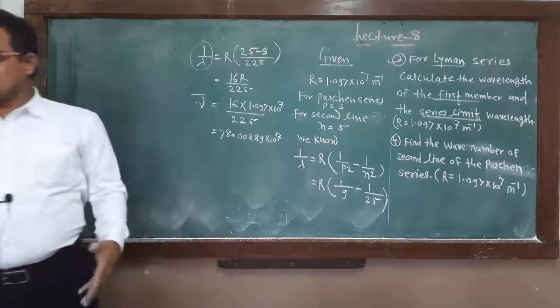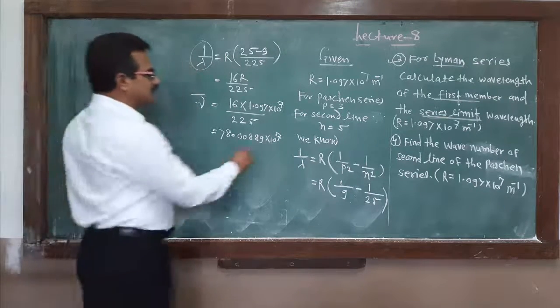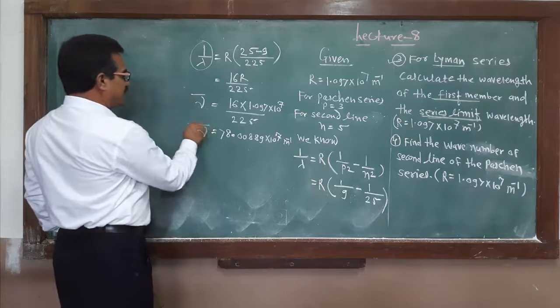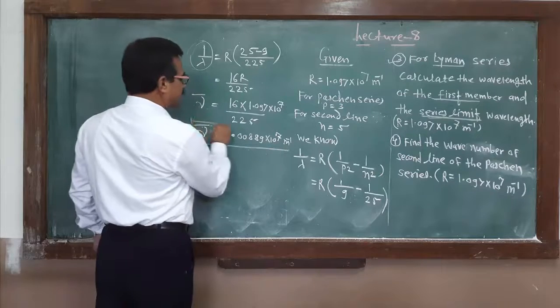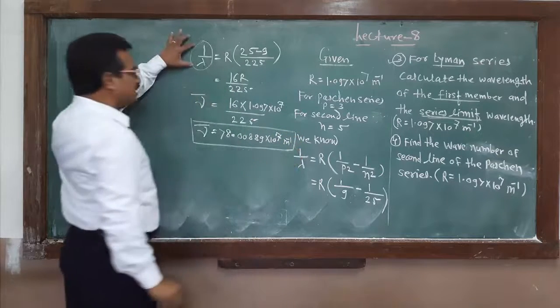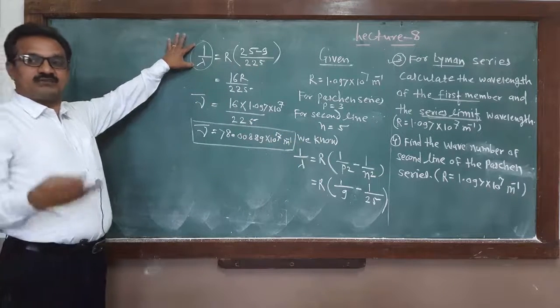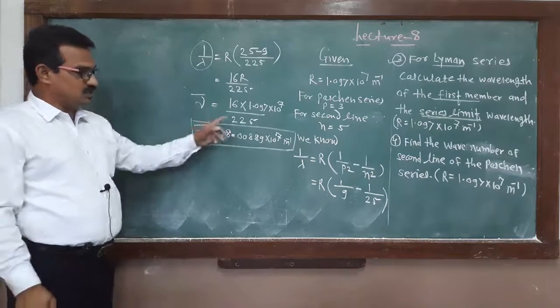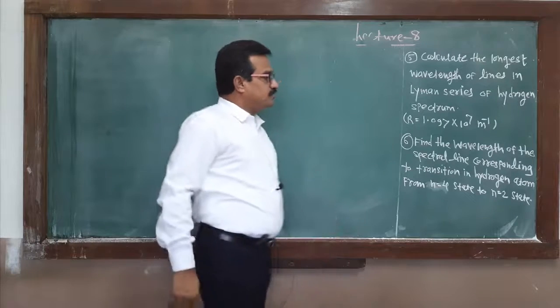What is the unit of this? That is the reciprocal of meter. And this is the value of the wave number. So 1 upon lambda is called the wave number. And what is wave number? Number of waves in a unit distance. And this is actually the solution. Next problem.